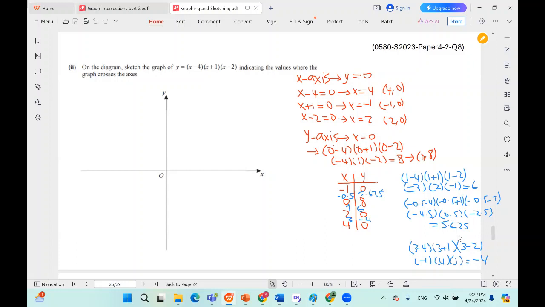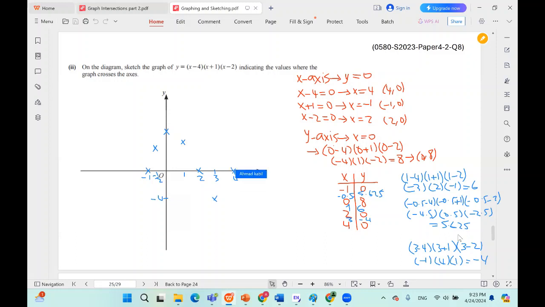So we have -1 and 0. This is the point here. And then we have -0.5 and 5. So this would be somewhere here. And then 0 and 8. So this is further up. And then we have 1 and 6. So 1 and 6 would be somewhere here. And then 2 and 0. This is 2 and this is 1. And this is -1. And this is -0.5. So 2 and 0. And then 3 and -4, right there. And finally 4 and 0.